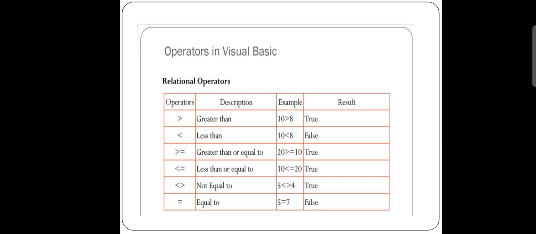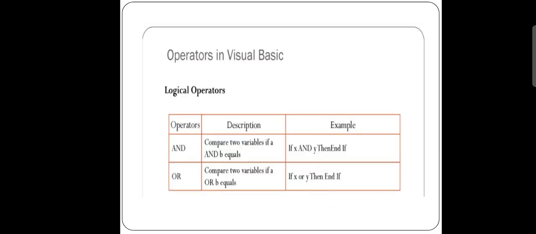We need two operands to combine with the operator. For example, A greater than B. For example, 10 greater than 8: yes, the result will be true. Then 10 less than 8 is not a true statement, so the result will be false. Likewise, they need two operands combined with the relational operator, and then they produce a result of either true or false. Next, logical operators.